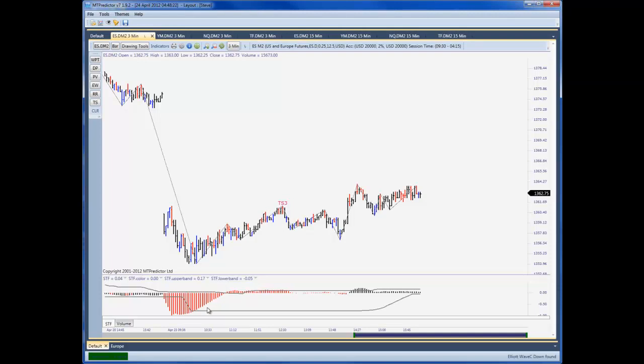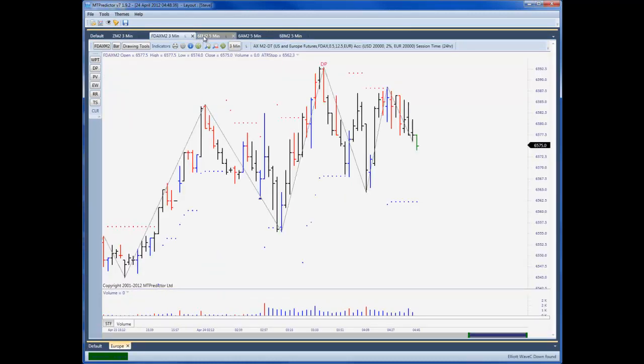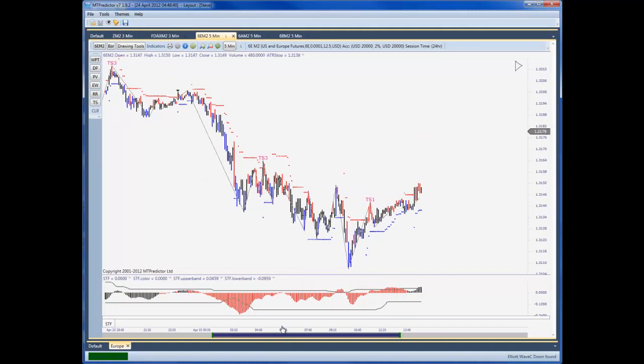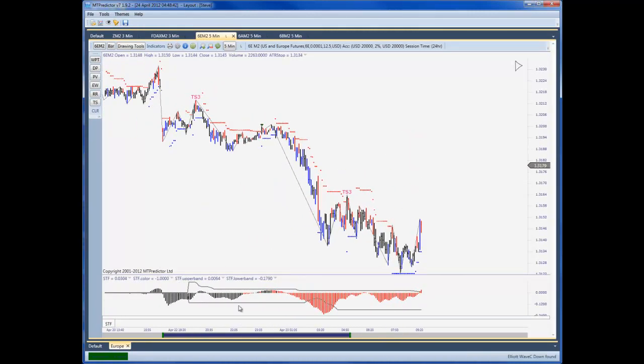So for standard traders we use the STF color. The idea being is that if the STF is red we look for sell signals, if it's black we can look for buys or sells, or if it's blue we can look for buy setups. Perhaps I ought to go and have a quick look at the 6E for yesterday and actually show you some examples on this because there were some good setups.